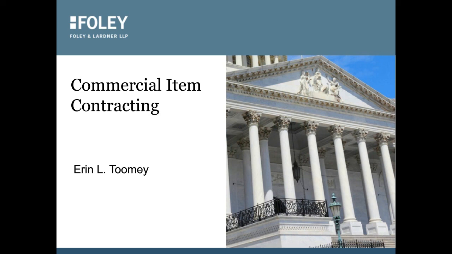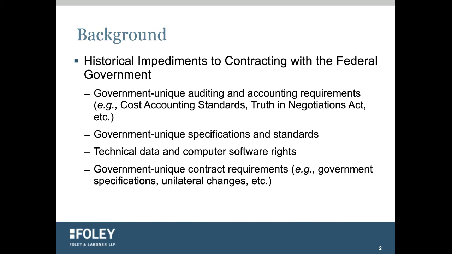So where did commercial item contracting come from? I'm not going to go as far back in time as Marshall Doak did, to 1818, but it goes back to the 1990s, where there were historical impediments to contractors wanting to do business with the federal government. There were commercial companies that just said, nope, that's it. I don't want to do business. I don't want to comply with their accounting requirements. I don't want to comply with their intellectual property requirements. I don't want to deal with all of those onerous administrative requirements.